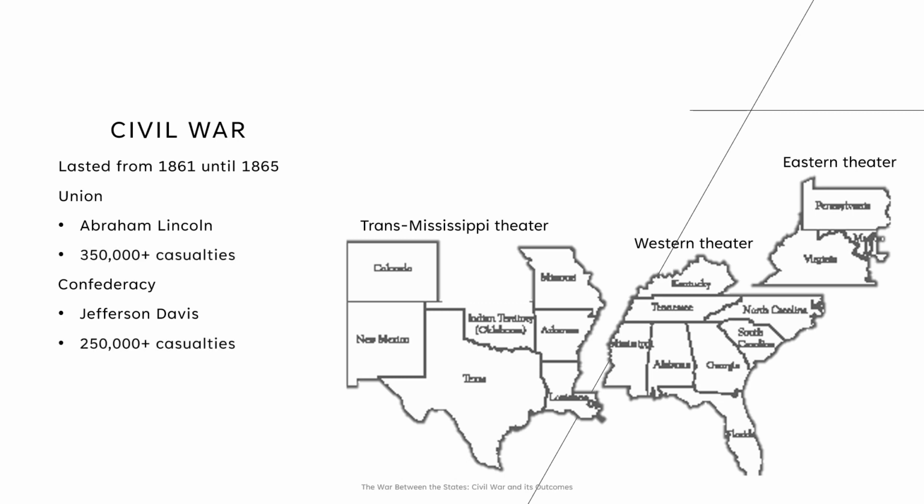It is important to understand that this armed conflict left more than 350,000 casualties from the Union, while the Confederacy had over 250,000 casualties. The Civil War lasted over 4 years, coming to an end on May 26, 1865, with the victory of the Union over the Confederacy.